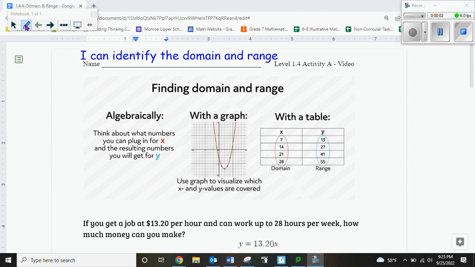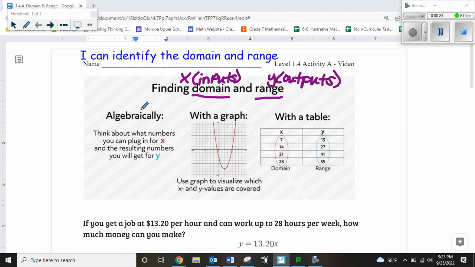Hello, the learning target for this video is I can identify the domain and range. So first we'll address what is the domain and what is the range. The domain is the x values or the inputs of a function, and the range is the y values or the outputs of a function.